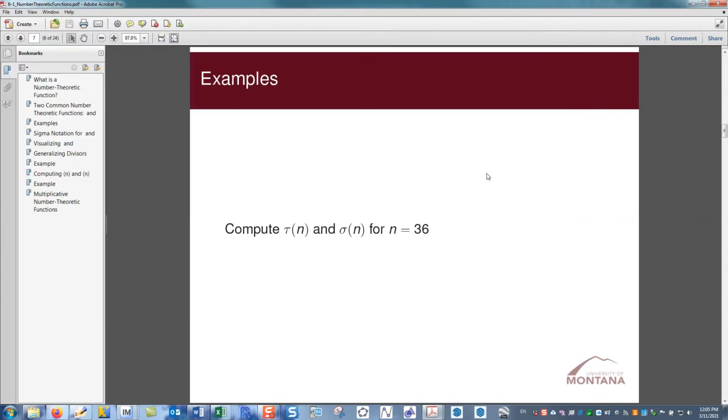Let's do one more. Let's take a bigger number and take a look at what this looks like for 36.